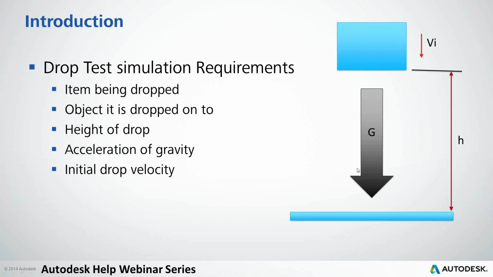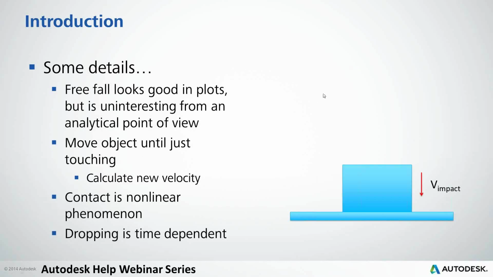But anyway, some details. When you see people doing these animations and simulations, they always have this picture of the thing dropping down and hitting the bottom and bouncing away and breaking and parts going out. And all that free fall looks really good in a plot because people think you're drop testing. But from an analytical point of view, there is absolutely nothing happening except that it's moving through space. There's no stresses, there's nothing.